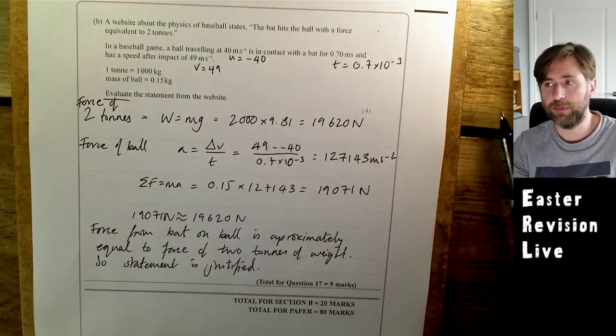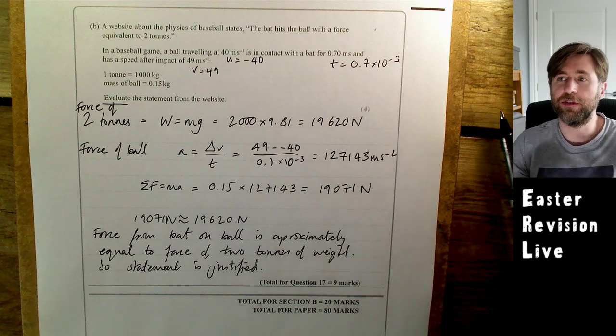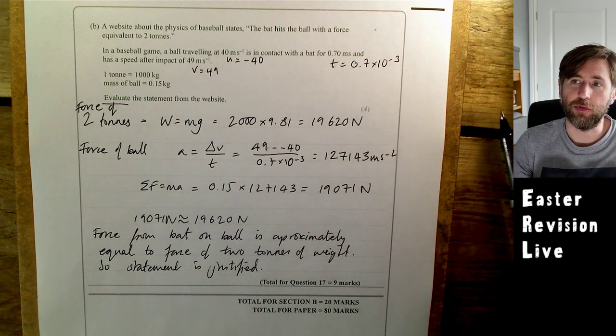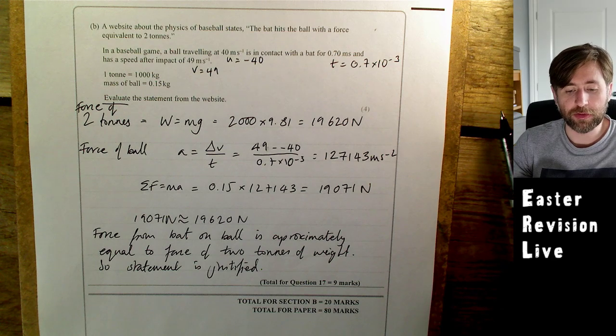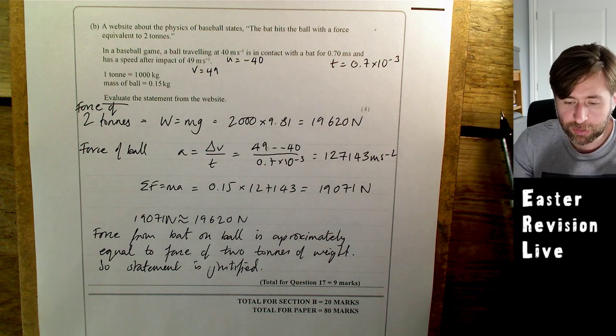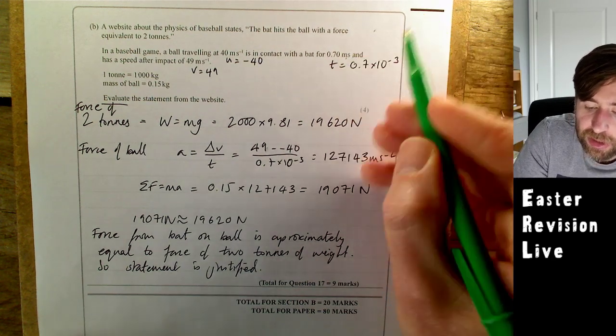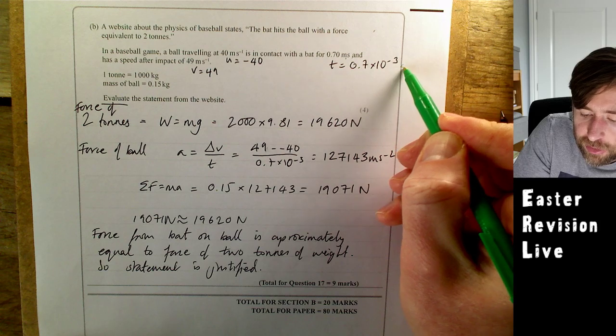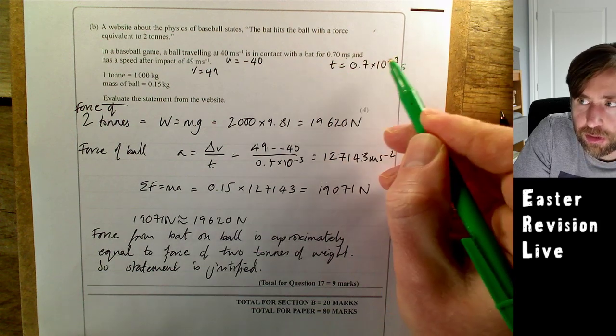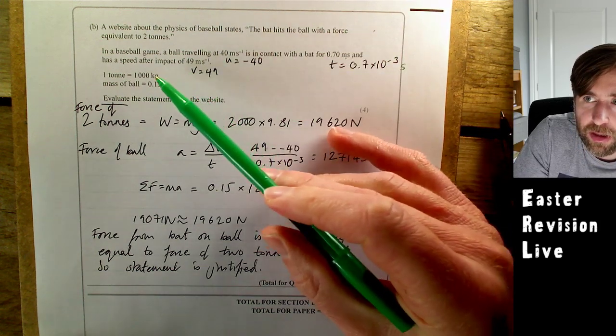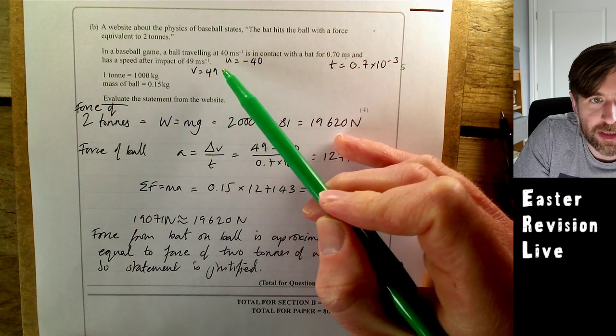Last question on this paper then. A website about the physics of baseball states, the bat hits the ball with a force equivalent to 2 tons. Okay, in a baseball game, a ball travelling 40 meters per second is in contact with the bat for 0.7 milliseconds. First thing I've done, look, is convert into SI units so that they don't come back to haunt me. With a speed of 49 meters per second.